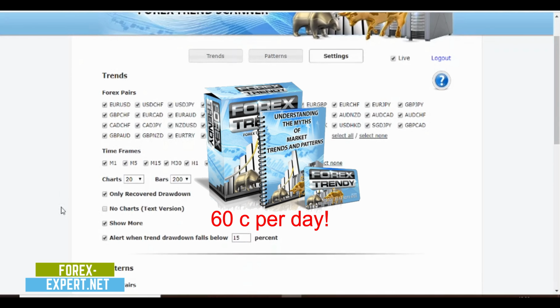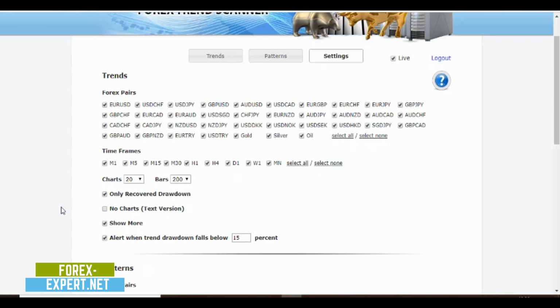The price is pretty competitive. You can get it for 60 cents per day for a quarterly membership. So at the end of the day, you just pay $36 every 3 months. So it's like, I don't know, $3 per week.